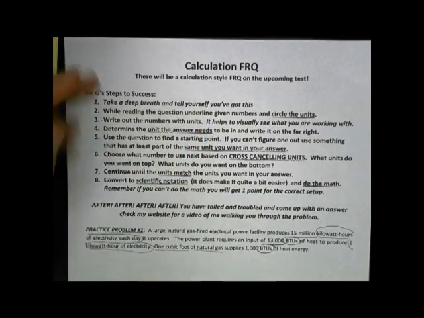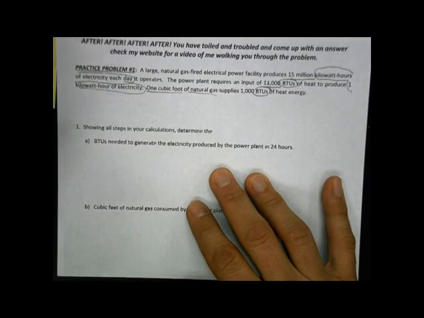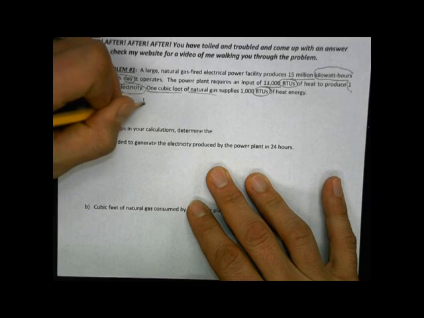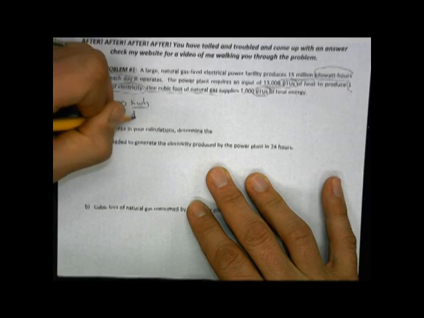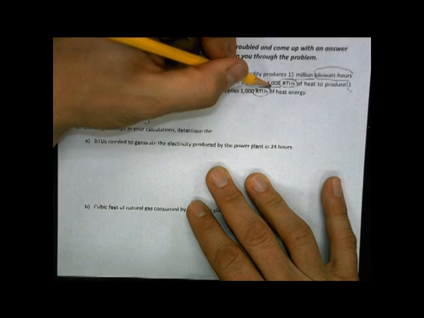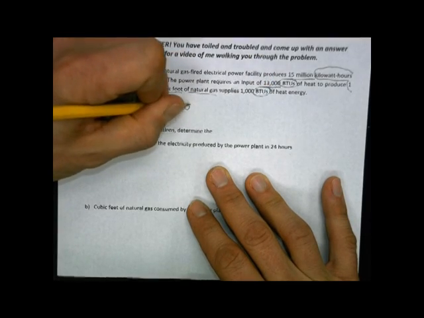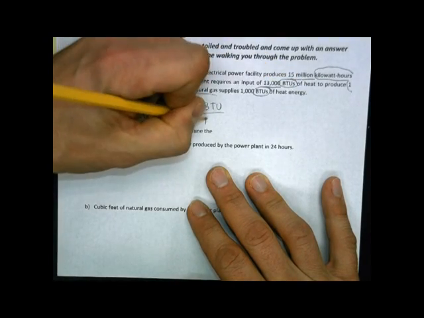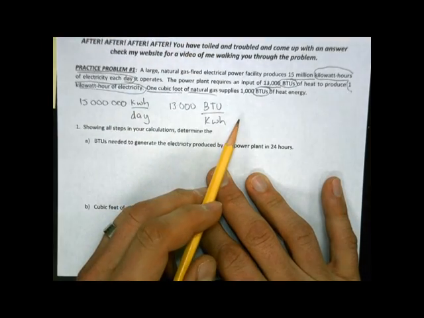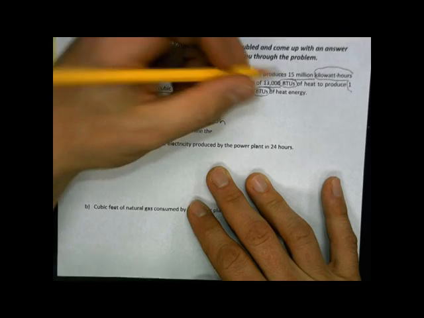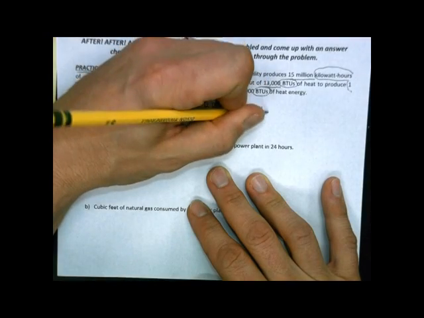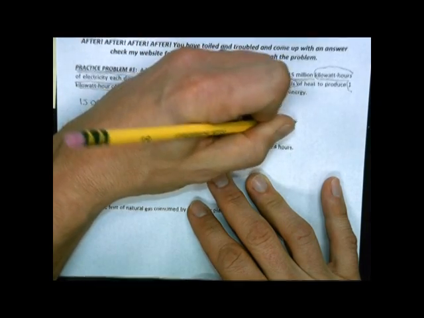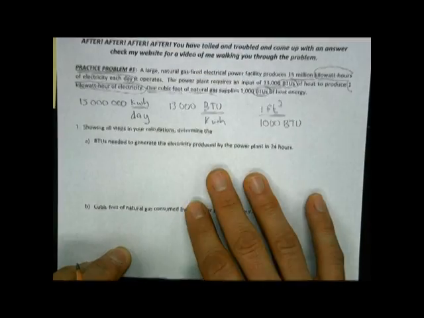It helps to visually see what you're working with. So let's see what we got. 15 million kilowatt hours per day. That's one number. And then we've got 13,000 BTUs of heat to produce 1 kilowatt hour, so per kilowatt hour. The last thing it gives us is 1 cubic foot of natural gas is 1,000 BTUs. So 1 cubic foot per 1,000 BTUs. So it just gives us those 3 numbers to work with.